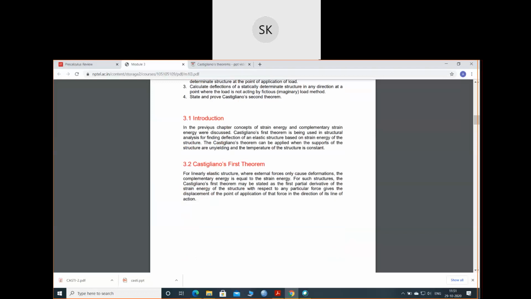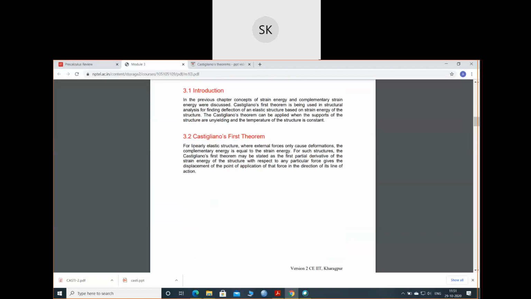As per this theorem, for a linearly elastic structure, you can also say that this Castigliano's first theorem is also applicable to your linearly elastic structure, where external force only causes deformation. When you apply a load, it will only cause a deformation. The complementary energy is equal to the strain energy in that structure.